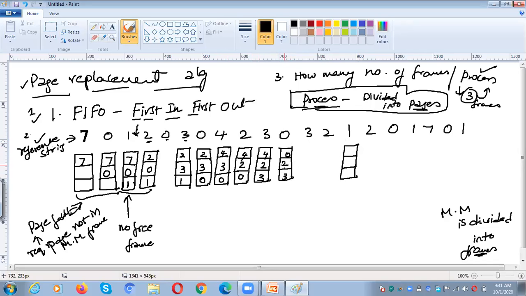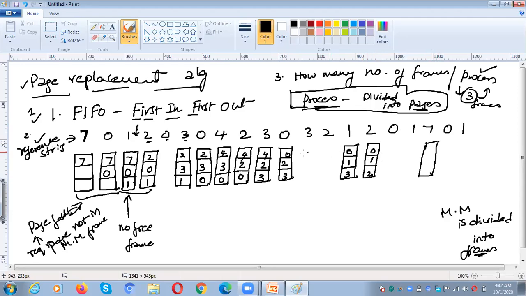Right? So 0, 2, 3, 1 is not available. So in those 0, 2, 3, we need to neglect 2. Why? Because 2 came into the main memory first. 0, 1 and then 3, not available in the main memory frame. So 3 came into the main memory first. So that is the reason why 0. Again 0, 1 are there in the main memory, so no page fault. Again 7.